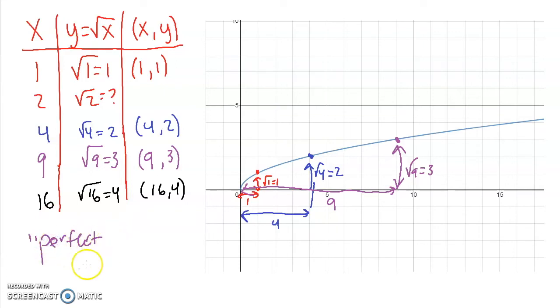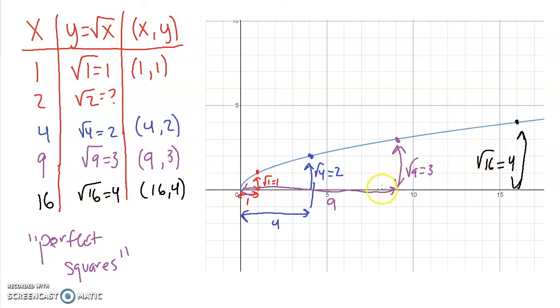That's a terrible way to write it. Perfect squares. I'm picking my perfect squares, numbers that I know that when I square root them, they're perfectly going to give us a whole number, and we're going to plot those. All right, so the next perfect square would be 16. If I went over 16, I'm supposed to go up the square root of 16, which is 4. 1, 2, 3, 4, and I have another point.